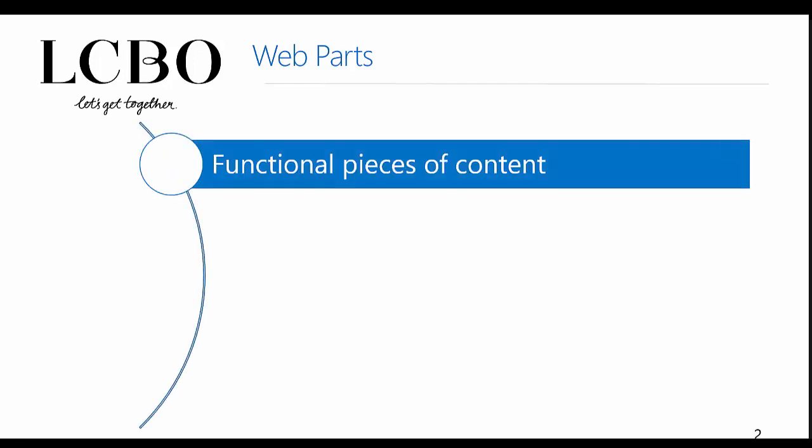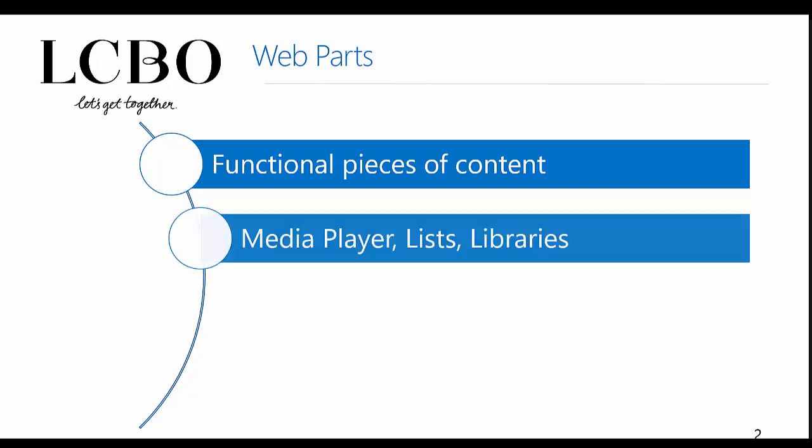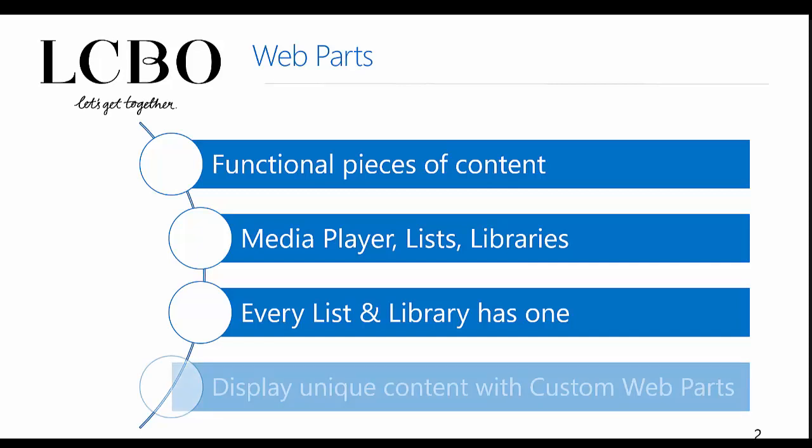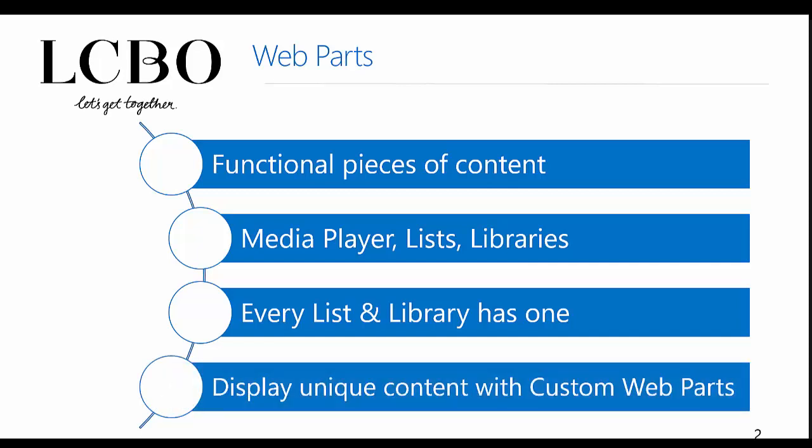What are web parts? Well, web parts are really functional pieces of content that are added to a web part zone or a content area on a page. You can think of a web part such as media player, lists, or libraries. For each and every list or library, there is a corresponding web part to display the list or library content on another page. Custom web parts can be created to display unique content as well. For example, a weather web part.